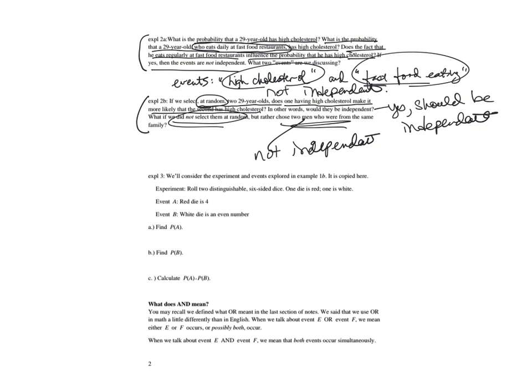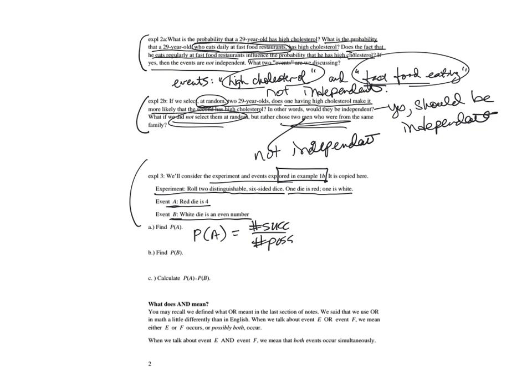Let's look at number 3. We're going to consider the experiment of example 1B, where the experiment was rolling 2 6-sided dice. One is red, one is white. Event A is the red die is 4. Event B is the white die is an even number. Let's find the probability of A. Just thinking about the red die, when I roll it, the number of possibilities is 6, and one of them is a 4. So I've got that probability.